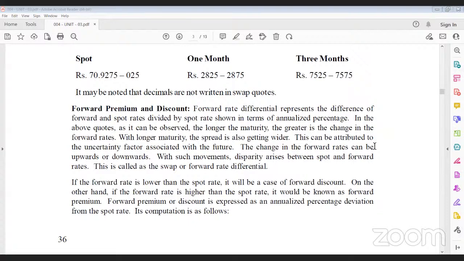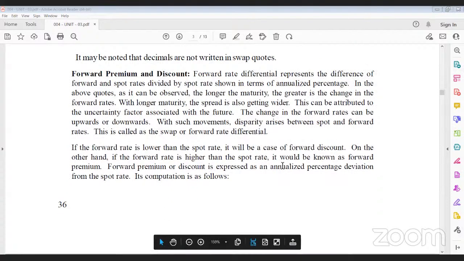So this particular transaction is associated with some uncertainty, which may lead to an increase or decrease in the rates. This is all because of the future uncertainty which is associated. Hence the change in the forward rates can be upwards or downwards. And this disparity between spot and forward rates is particularly called forward rate differentials.